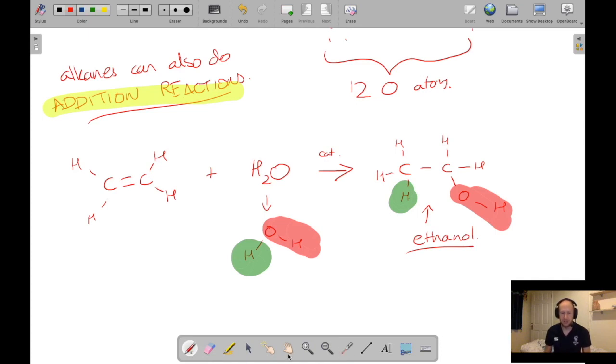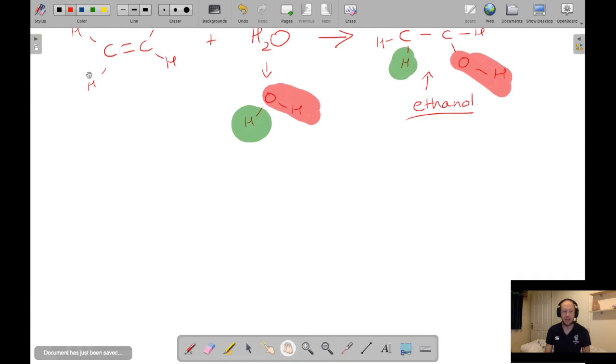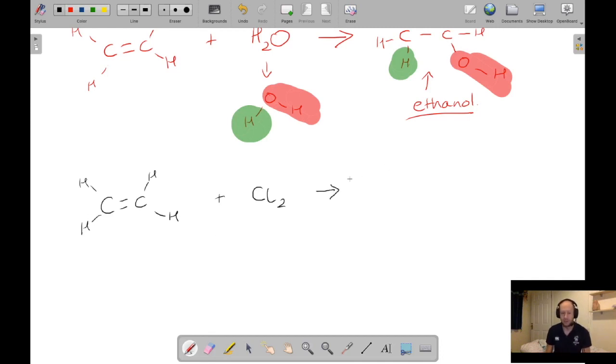Let's look at the other addition reaction, which is creating haloalkanes or halogenoalkanes. Again, let's do this with ethene. So here's my ethene molecule. And let's react it with a halogen like chlorine. Well, again, we're going to break this double bond, and half the chlorine is going to go to one side and half the chlorine is going to go to the other. So what we make is CHH, CHH. We've broken the double bond. We're going to have one of the chlorine atoms here and one of the chlorine atoms there.